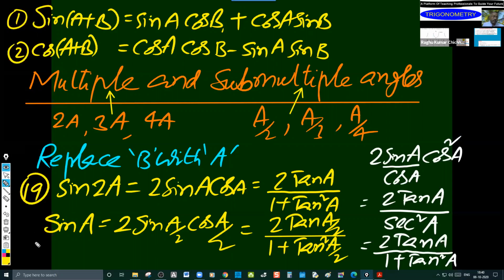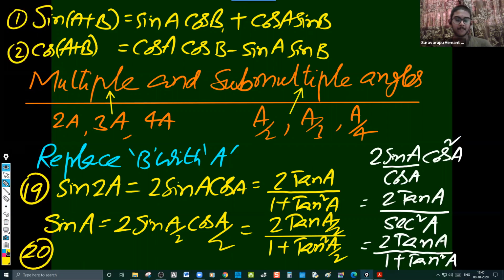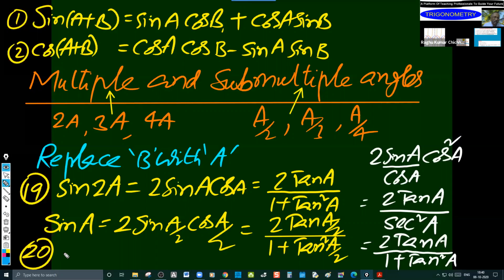And next is the 20th formula. I'll say it is a 5-star formula. You know, nowadays everything is counted with rating, no? Single star, double star, triple star, up to 5 stars they are counting. Now, what I say is, this is the cos 2A formula. I'll give 5 stars to this formula. That much important it is, which is very comfortably used in all the remaining topics.